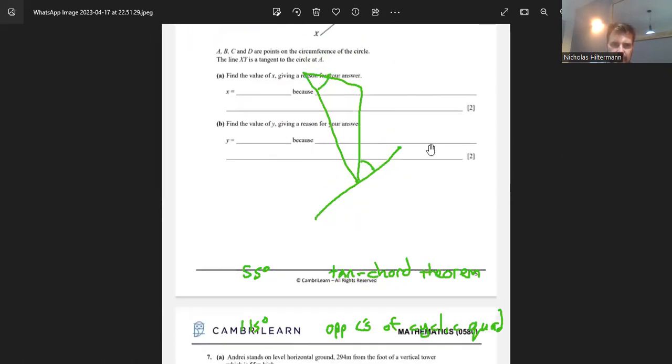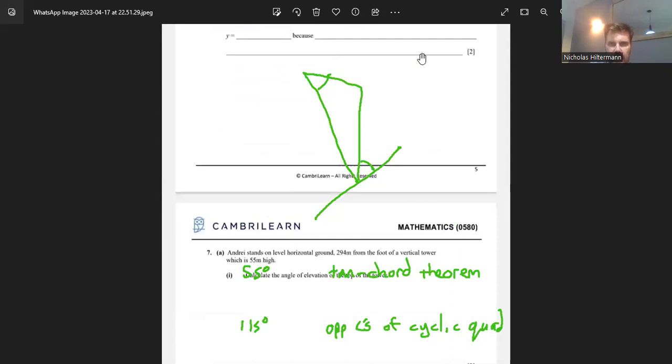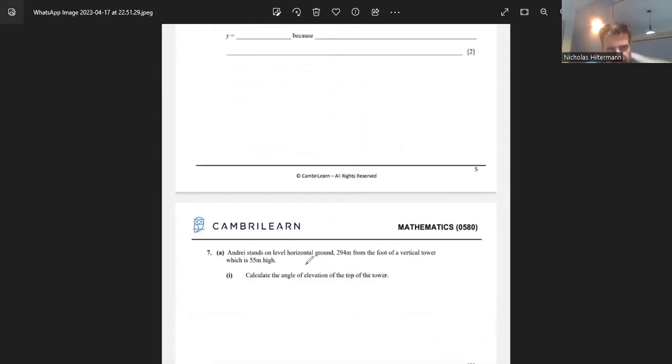Okay, let's just look at question 7 quickly, and then we'll be done. Andre stands on level ground, 194 from a vertical tower. So let's make this the ground. Let's make this the tower. So here's old Andre here, and he is 194 away. And the tower is 55. What is the angle of elevation?